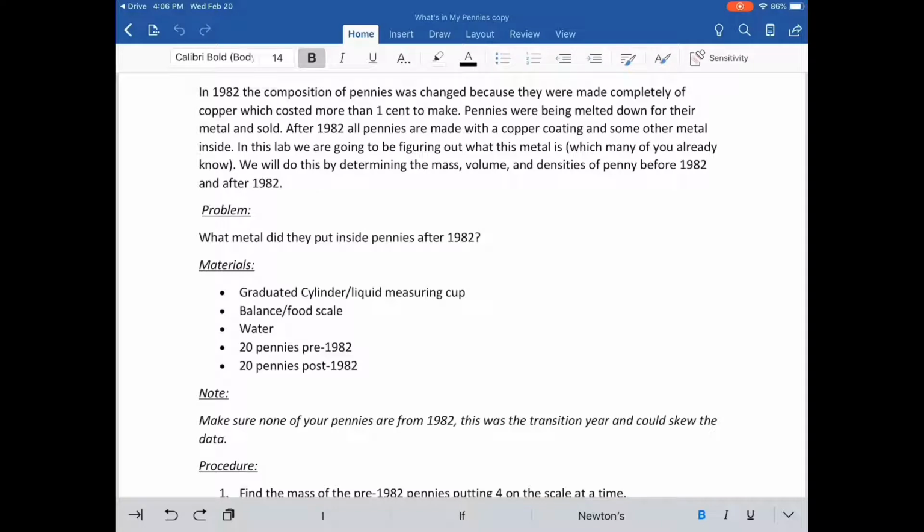to the metal that they now put inside pennies, they did it during 1982, so they were making a little bit of both. So this could skew your data.